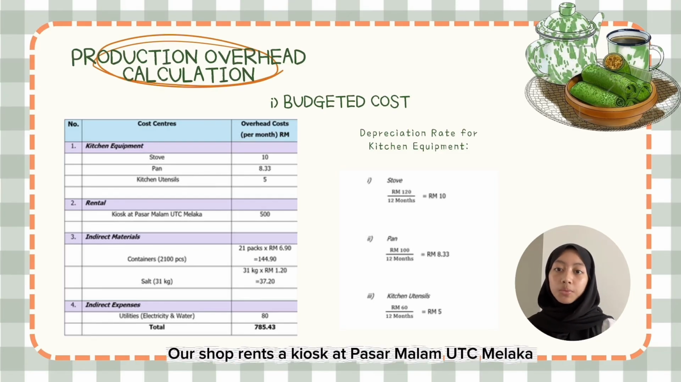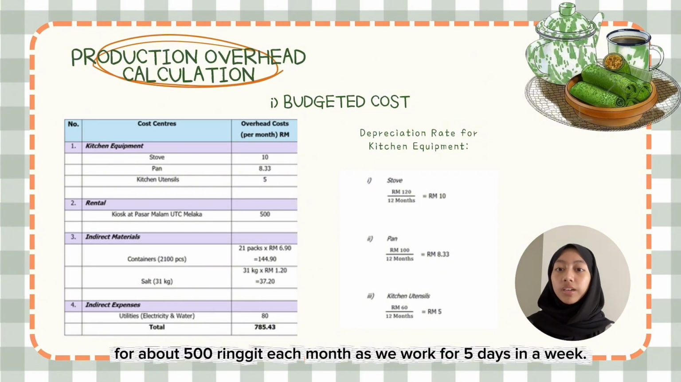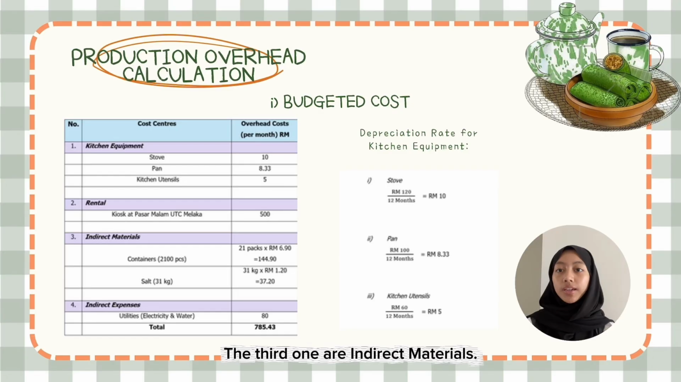So our shop rents a kiosk at Pasar Malam UTC Melaka for about 500 ringgit each month as we work for 5 days in a week. The third one are indirect materials.